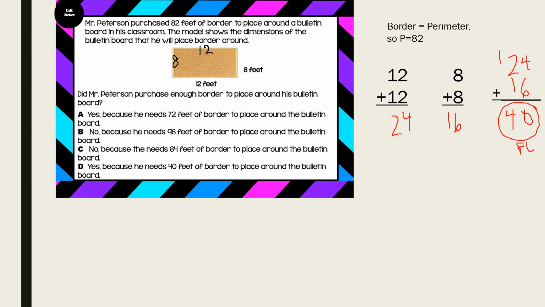He has 82 feet. So if he has 82 feet of border, will he have enough border? Yes, for sure. So I'm going to eliminate B and C already because I know yes, he has enough. Next, I'm going to look at these answers. Yes, because he needs 72 feet of border. That's not what we got. Or yes, because he needs 40 feet of border. I'm going to circle D.